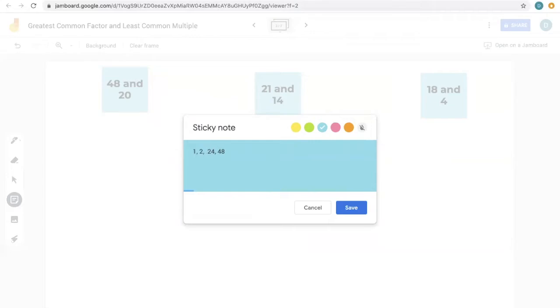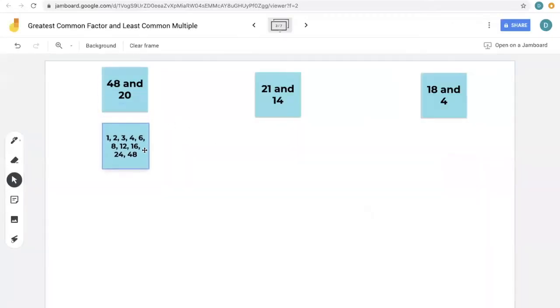We have 3 and 16. We have 4 and 12. And we have 6 and 8. And you'll notice 7 times 7 is 49, so it is not a factor of 48. And that's how we know to be done.